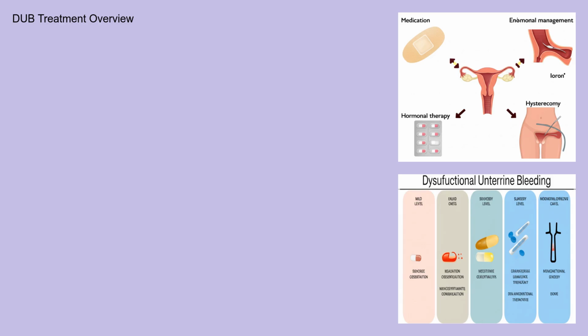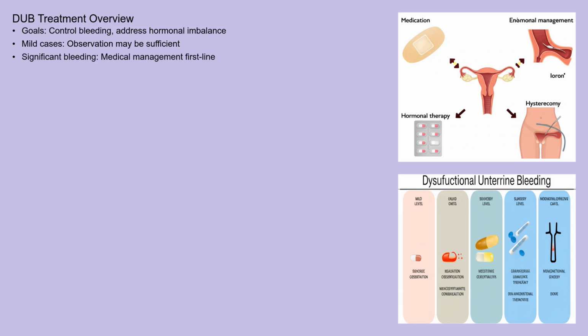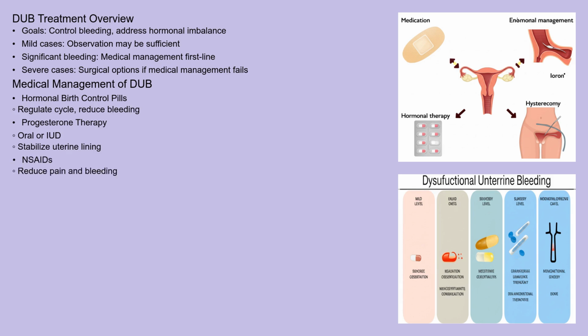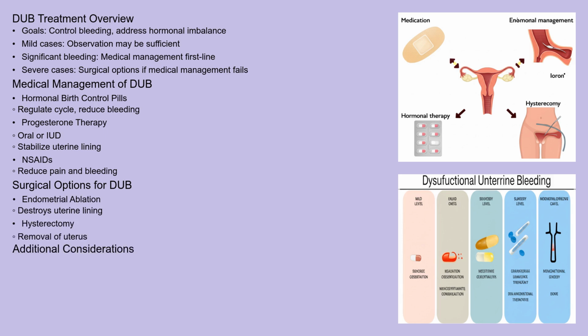The treatment for DUB aims to control bleeding and address the underlying hormonal imbalance. For mild cases, observation may be sufficient. For more significant bleeding, medical management is often the first line of treatment. This may include hormonal birth control pills, which help regulate the menstrual cycle and reduce bleeding. Progesterone therapy, either oral or via an IUD, can also be used to stabilize the uterine lining. Nonsteroidal anti-inflammatory drugs, or NSAIDs, can help reduce pain and bleeding. In severe cases where medical management fails, surgical options like endometrial ablation, where the lining of the uterus is destroyed, or hysterectomy, the removal of the uterus, may be considered. Iron supplements may be prescribed to address anemia.